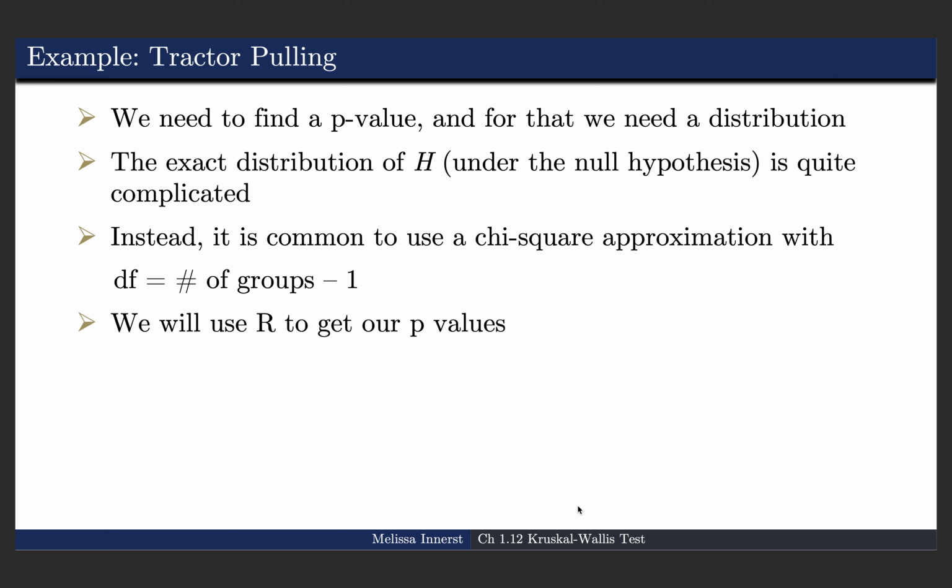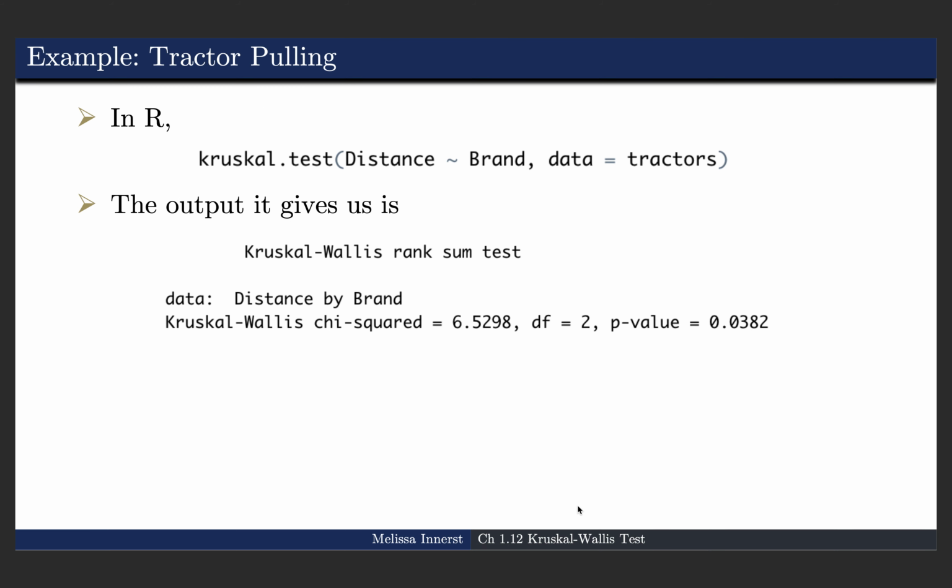It's common to use the chi-square approximation, with the degrees of freedom being the number of groups minus 1. Remember, the chi-square distribution is parameterized by its degrees of freedom, which is the number of groups minus 1 in this situation. Again, we're going to use R to do the calculations and find the p-value, but Minitab can do this as well. So here it is in R. As usual, things are very simple in R. Kruskal.test does the Kruskal-Wallis test.